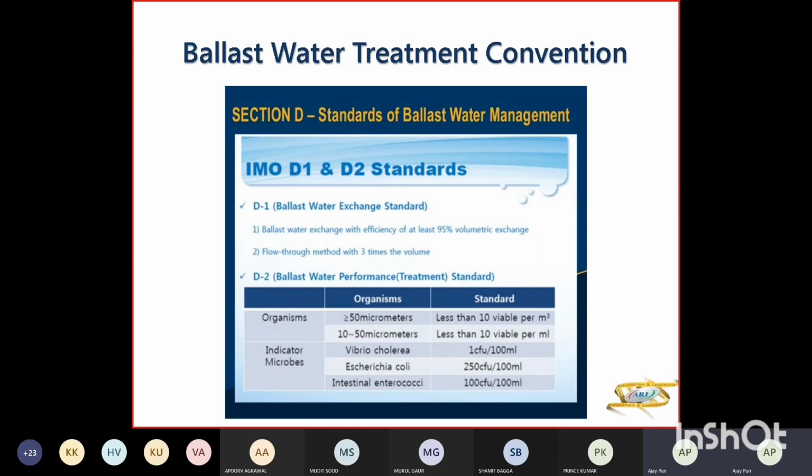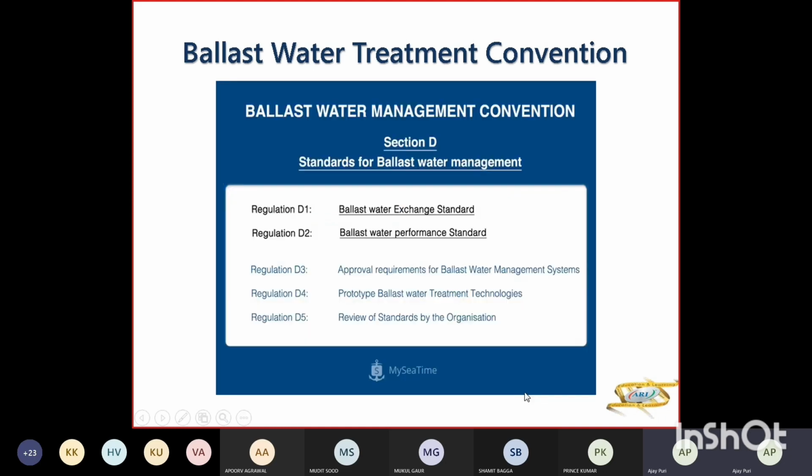Yesterday I taught you organisms greater than 50 microns, less than 10 viable per meter cube, 10 to 50 micrometers, and less than 10 viable per milliliter. Indicator microbes: Vibrio cholerae 1 CFU per 100 ml, E. coli 250 CFU per 100 ml, intestinal enterococci 100 CFU per 100 ml.